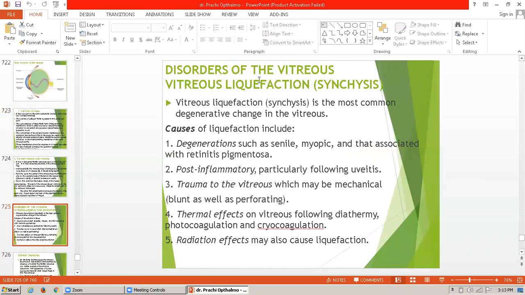Then the disorder of the vitreous, that is vitreous liquefaction, synchysis. Vitreous liquefaction, that is synchysis, is the most common degenerative change in the vitreous. Causes of liquefaction include degeneration such as senile, myopic, and that associated with retinitis pigmentosa. Post-inflammatory, particularly following uveitis, and trauma to the vitreous, which may be mechanical, blunt, as well as perforating. Then the thermal effect on vitreous following diathermy, photocoagulation, and cryocoagulation, and radiation effect may also cause liquefaction. So the causes of liquefaction include degeneration, post-inflammatory, trauma, thermal effect, and radiation effect.